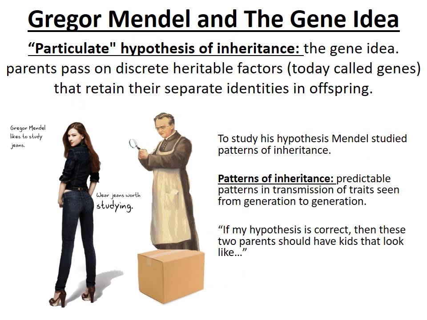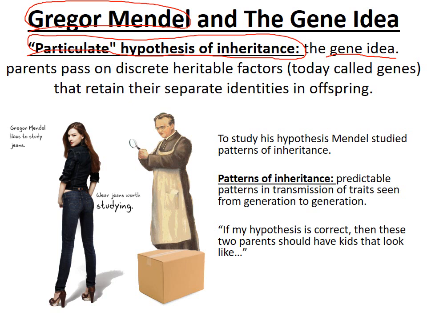One of the most prominent scientists to come up with an idea that we continue to use today is Gregor Mendel. He came up with a hypothesis called the particulate hypothesis of inheritance, which is what we know today as the gene idea. His words were, parents pass on discrete heritable factors that retain their separate identities in offspring. He was basically saying that parents pass genes on to kids, and those genes stay the same in the offspring. So your mom might pass on a gene for brown eyes, and your dad might pass on a gene for blue eyes. They don't blend together in any sense.